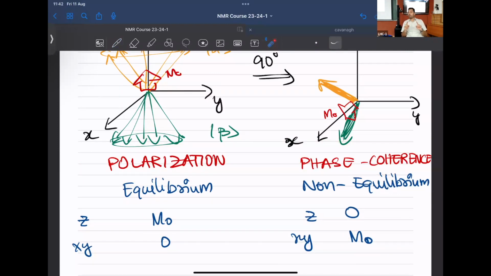The first one came up with no phase coherence and only population difference. The second one came up with no population difference, but only phase coherence. So although they have the same magnitude, these magnetizations are different beasts. You change one animal to another animal. Most importantly, you also realize you're no longer in an equilibrium situation.